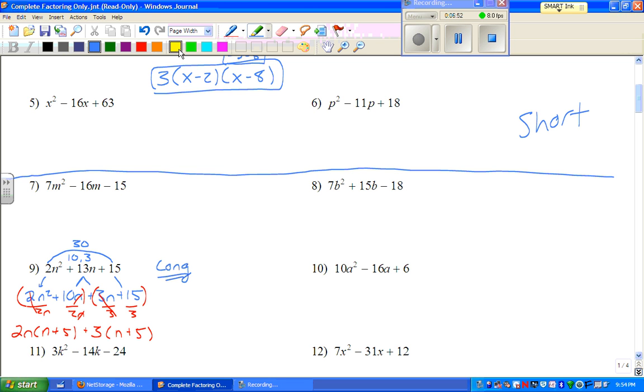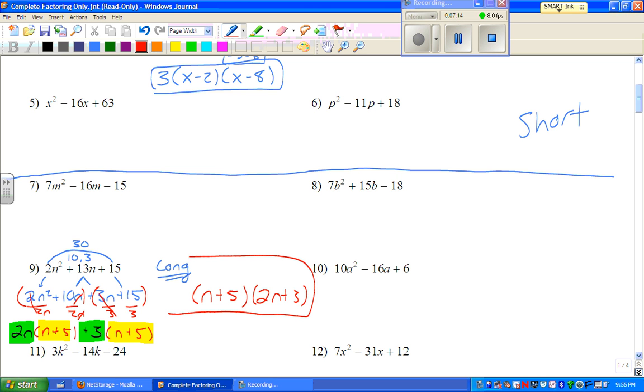You know if you did this right because look at your parentheses. They should be exactly the same. N plus 5, n plus 5, so one of your parentheses is n plus 5. The other parentheses is made up by what's left over. You have a 2n, and you have a plus 3 on the outside. So the other one is 2n plus 3, and that is the long method.